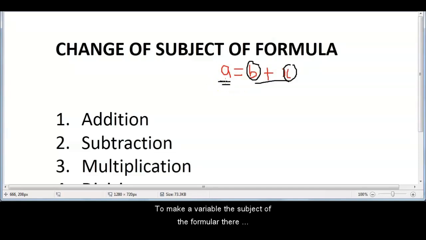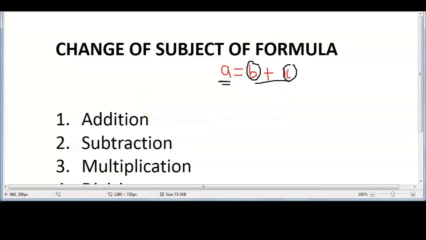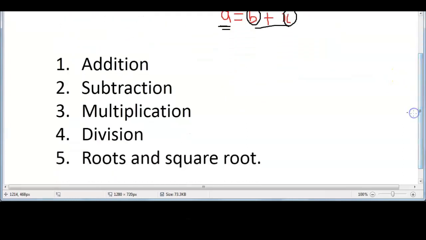So to make a variable the subject of the formula, there are certain rearrangement rules that need to be followed. These rules can be categorized into, I mean more than 3 as a matter of fact, 5 areas of operation. We have addition, subtraction, multiplication, division, square and square roots.